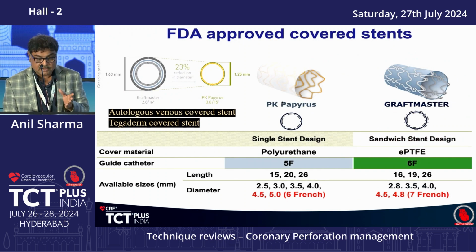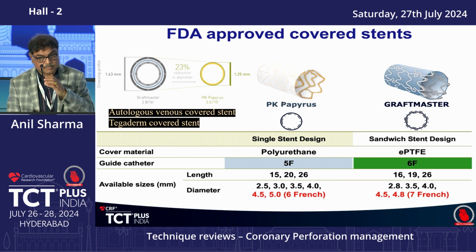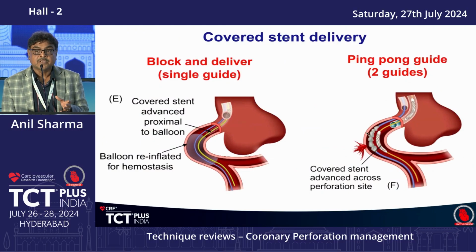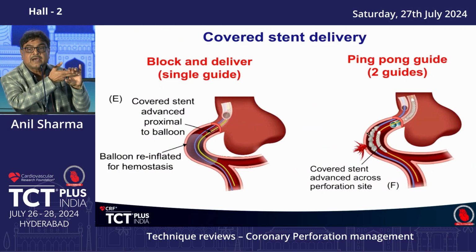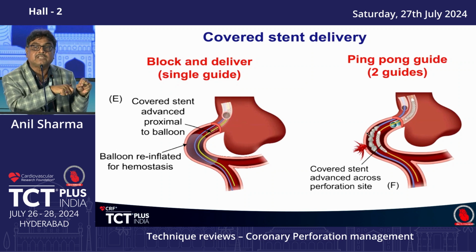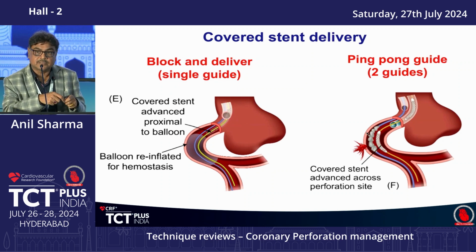Then what we have, like at Bombay Hospital, is the Graftmaster. It is the old one, bigger size, double layered, but it requires a bigger sheath. There are two different techniques to put the graft. One is block and deliver, that is a single guide. With the same guide, there is one wire and a balloon inflated to prevent the perforation. Temporarily we deflate the balloon and quickly cross the wire by the side of the deflated balloon, and then again inflate the balloon. Then we take the covered stent and deflate the balloon. So we transiently deflate the balloon while crossing.